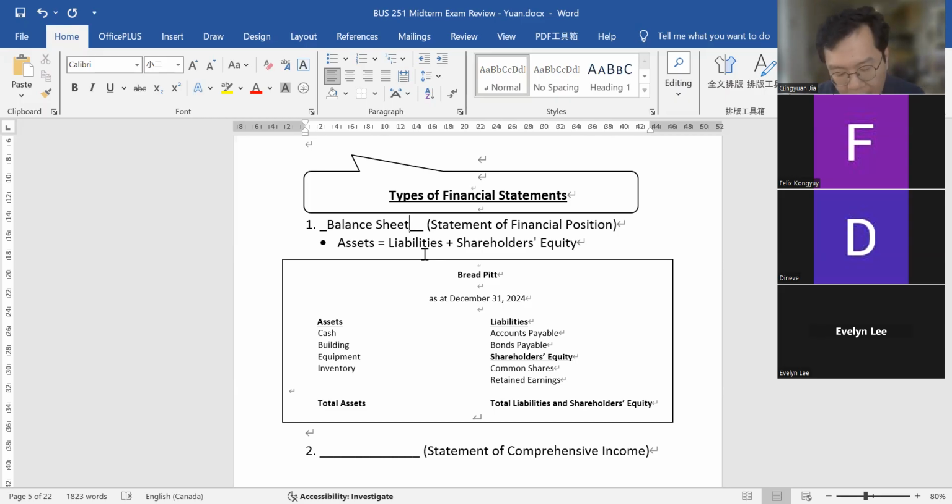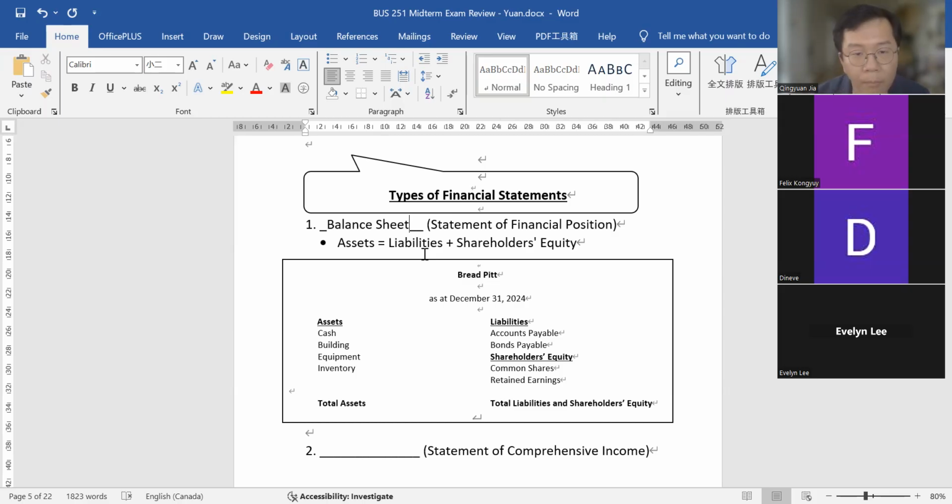And liability has to be divided into current liability and also non-current liability. So it's similar to the assets. When it's within 1 year, it is current liability. When it's more than 1 year, it is non-current liability.